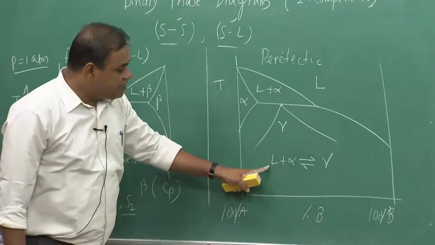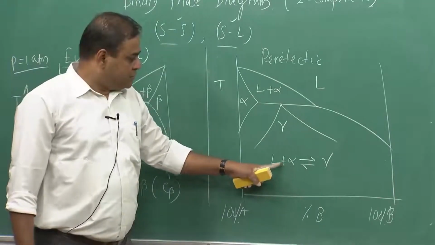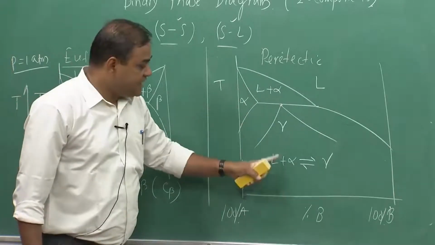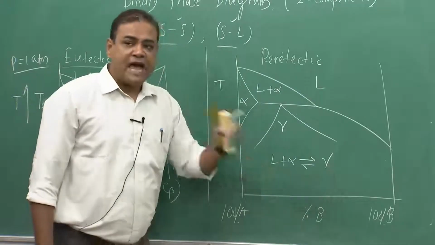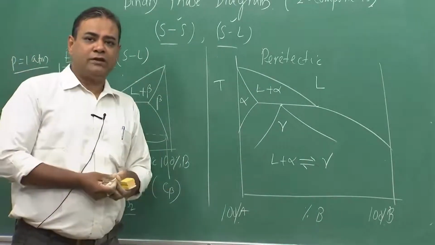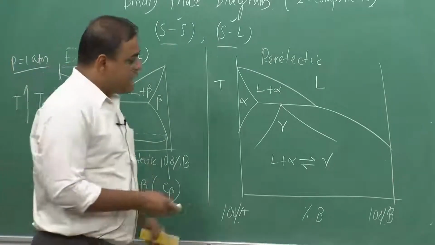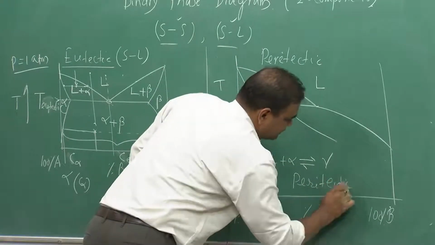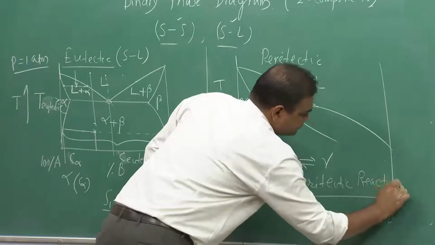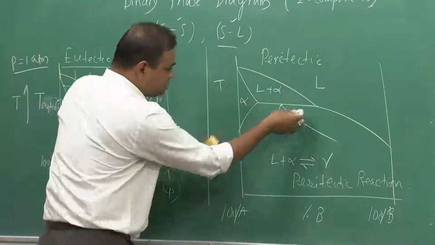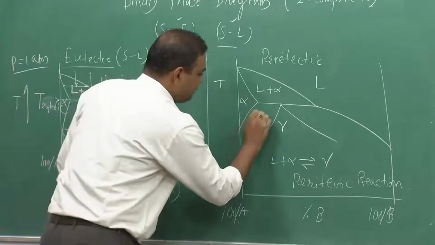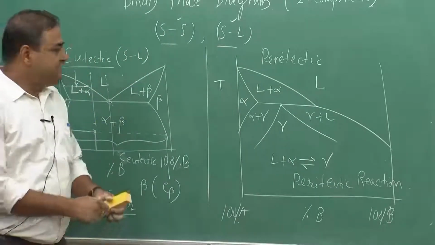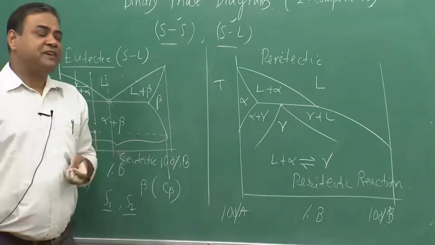Okay. So, this liquid plus alpha, which is this particular zone, they react with each other and form another solid, a new solid of different structure. Okay. And that time it is called a peritectic reaction. Now, if I try to see the different zones, this would be alpha plus gamma and this would be gamma plus liquid, and this reaction we can see in the iron carbon phase diagram.